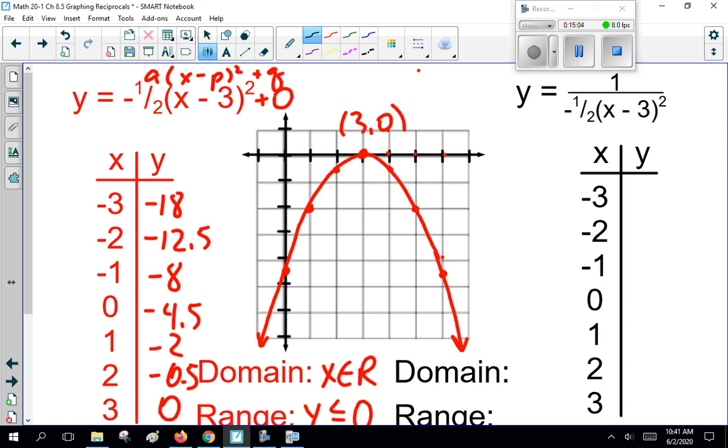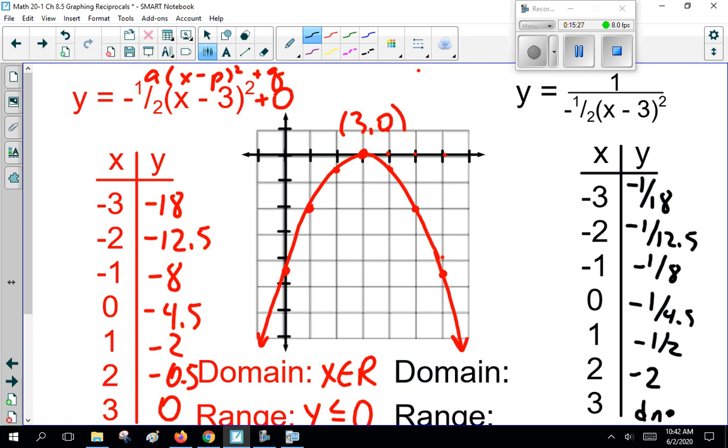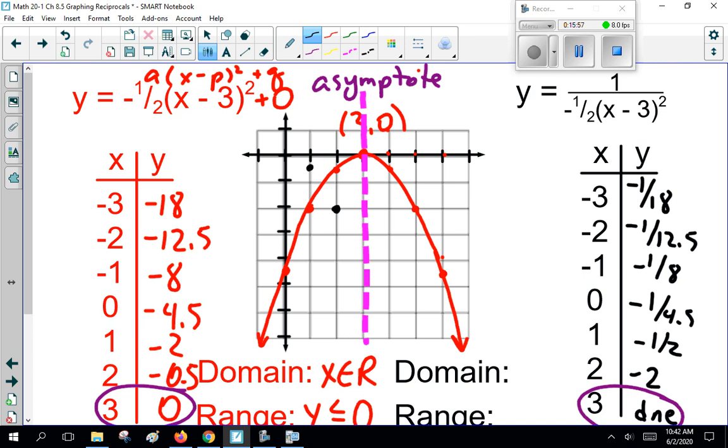So 1 over negative a half bracket x minus 3 squared. Well, that's negative 1 over 18, negative 1 over 12.5, negative 1 over 8, negative 1 over 4.5, negative 1 over 2. Now, negative a half, that'll be negative 2. Does not exist. Okay, so I have an asymptote right down the middle. Where the original function is 0, I will have a does not exist or asymptote. Now, 2 is 2. 1 is negative a half, so it goes something like that.